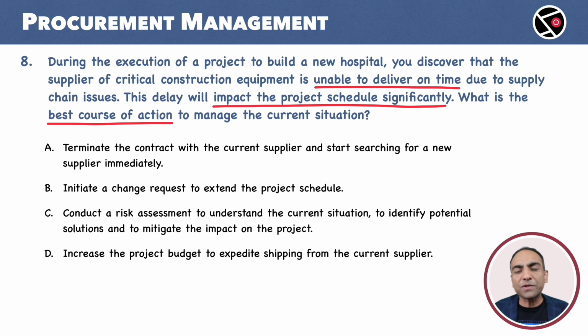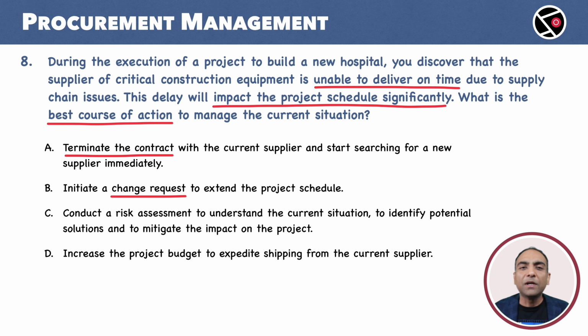Let's look at the options. A. Terminate the contract with the current supplier and start searching for a new supplier immediately. This is somehow an extreme reaction. Doesn't look right to me. B. Initiate a change request to extend the project schedule. Again, this is abrupt. We need to analyze the situation first.